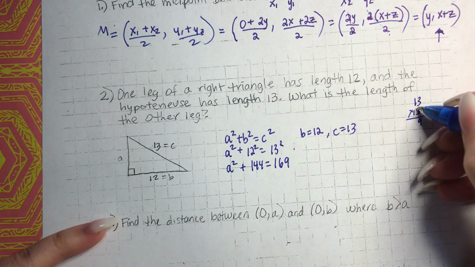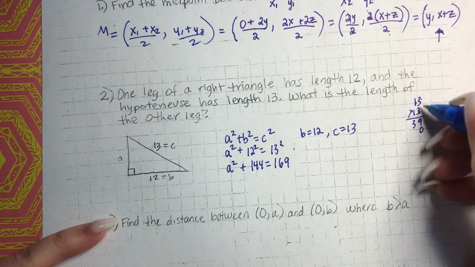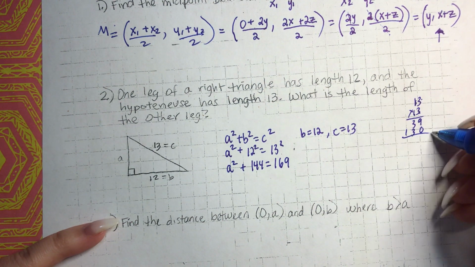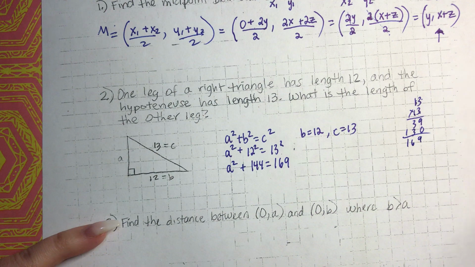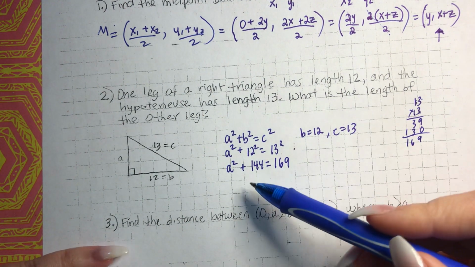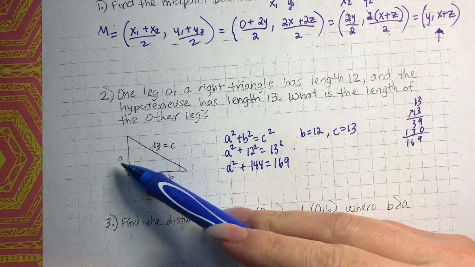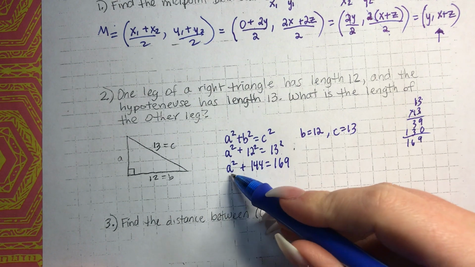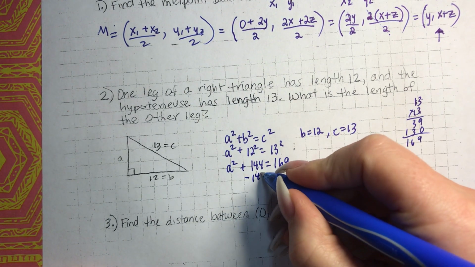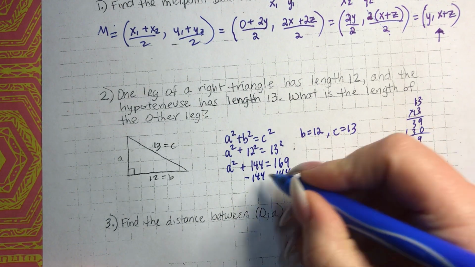3 times 3 is 9. 3 times 1 is 3. Write the 0. 1 times 3 is 3. 1 times 1 is 1. 169. Yes, it is. Okay. And then, what is the length of the other leg? What's the length of a? So we need to get a by itself. So we have to subtract 144 from both sides.